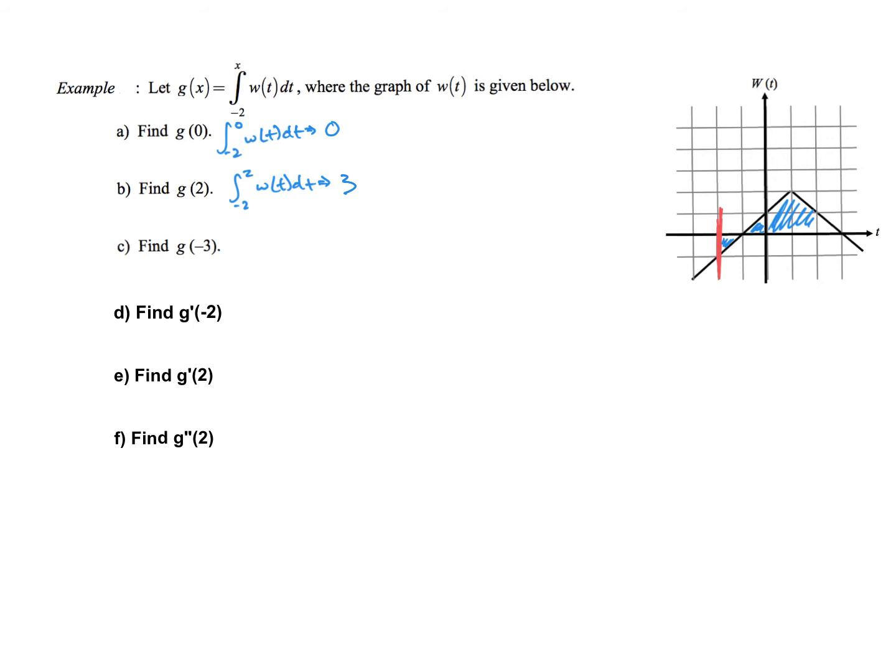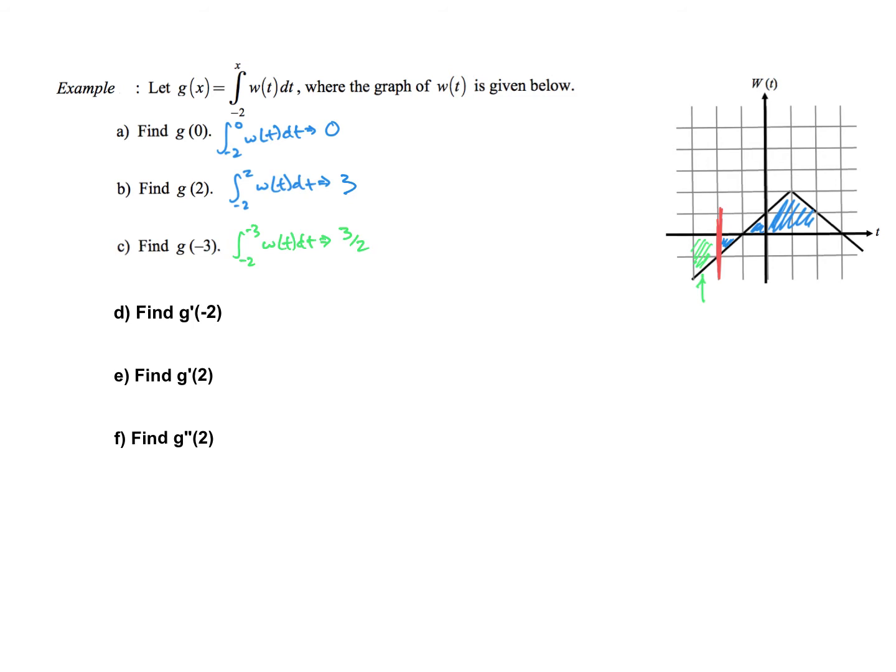All right, let's do the next one. So g of negative 3. Which way am I moving now? I'm moving to the left. I'm moving backwards. And so when I'm moving backwards, the area is the opposite of what it normally is. So this is the integral from negative 2 to negative 3. What is the area of this? It's negative 3 halves, but I'm moving backwards. So what is it now? It's 3 halves.